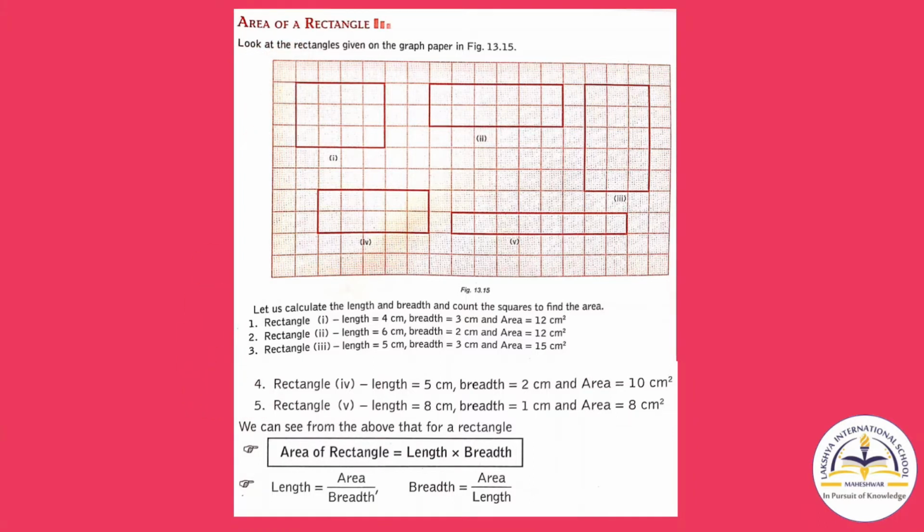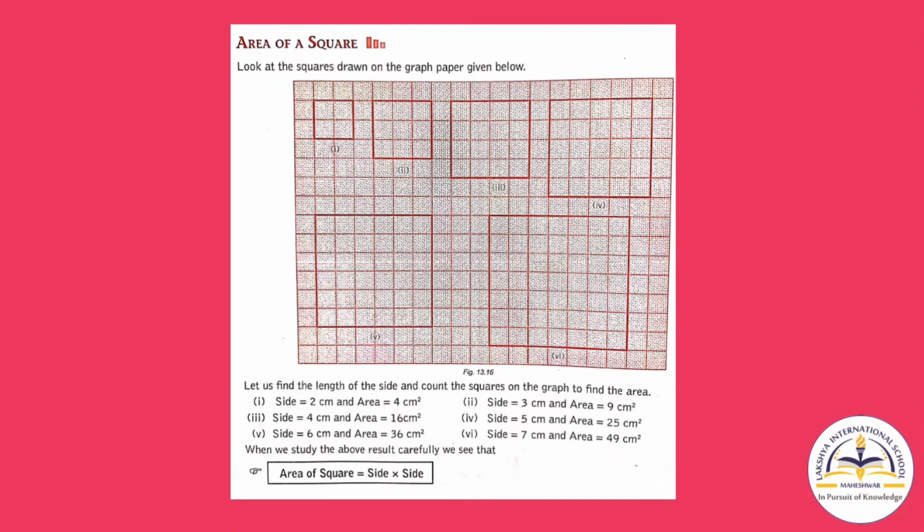So, there is one formula given here in the box, that is area of rectangle equals to length into breadth. Here the rectangle is drawn on the graph paper. This one is the length of the rectangle and this one is the breadth of the rectangle. So we just have to multiply both the quantities to find out the area of rectangle.